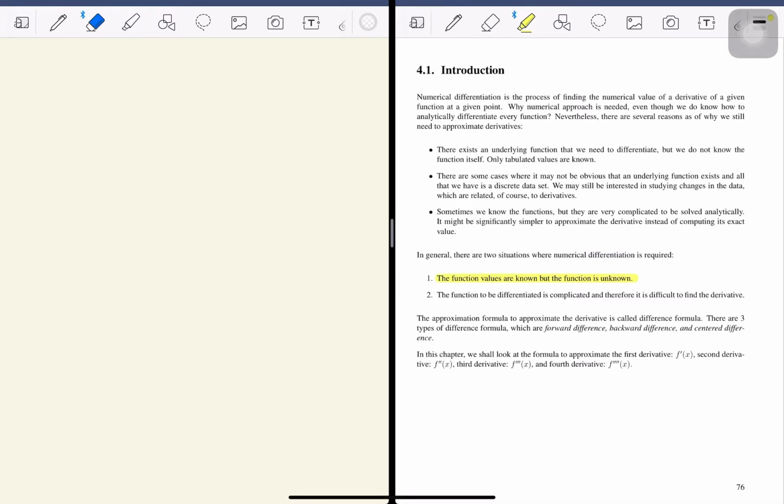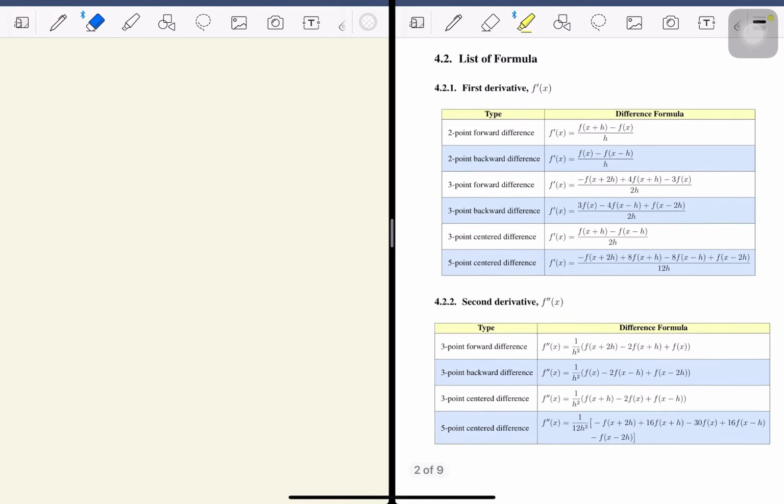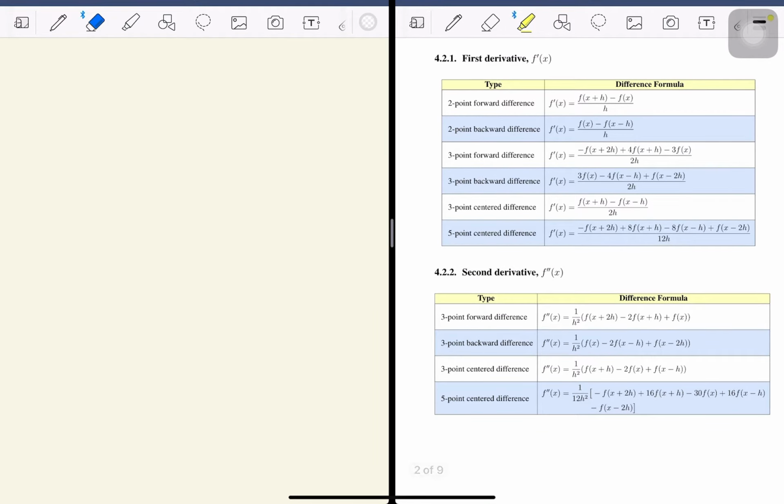Technically, for this chapter we're focusing on how you can use the formulas to estimate the derivative. In this chapter we have three types of formula, which are forward difference, backward difference, and also centered difference. I just want to introduce a bit of the idea on how you can find these formulas. The formulas are given in the list of formulas for this course.